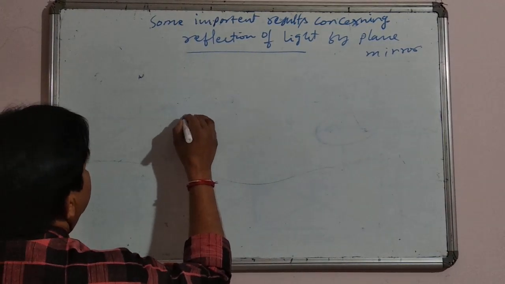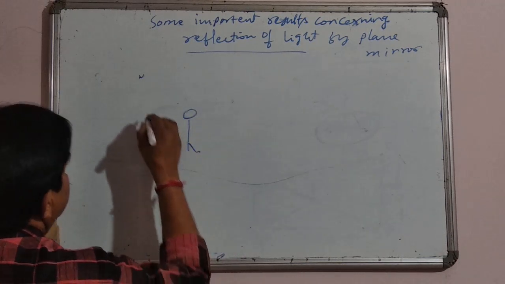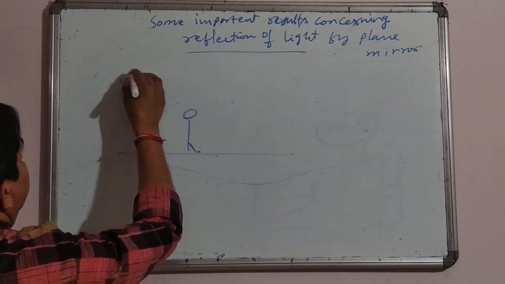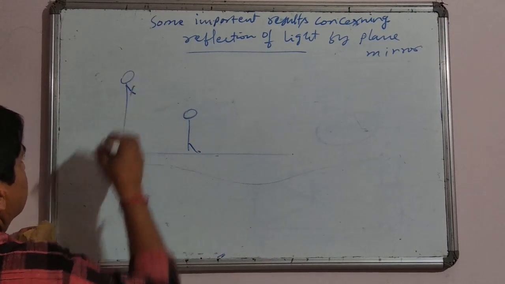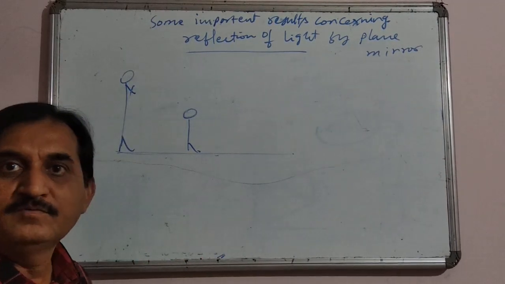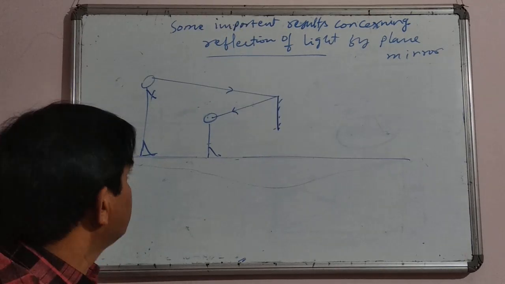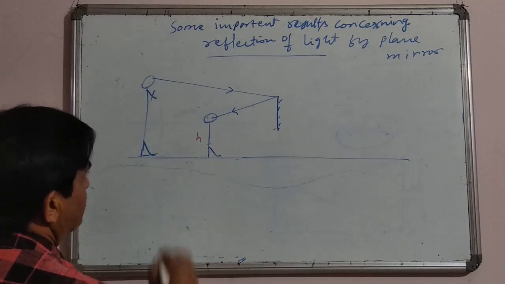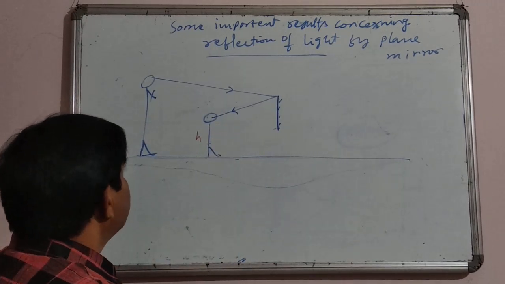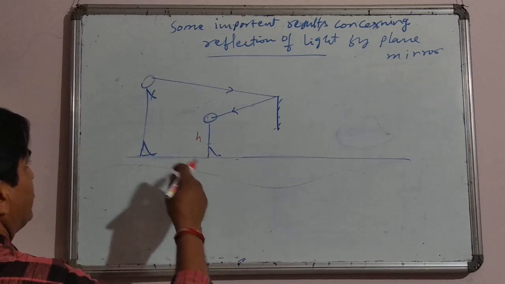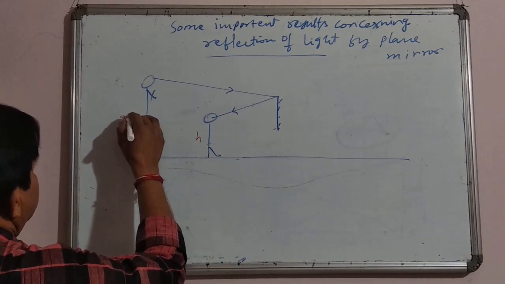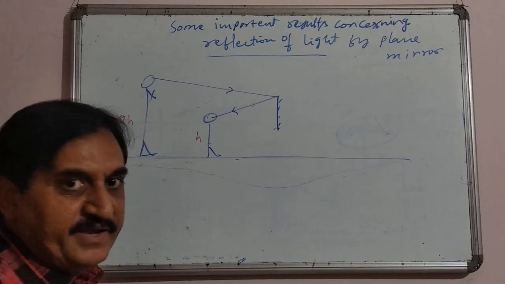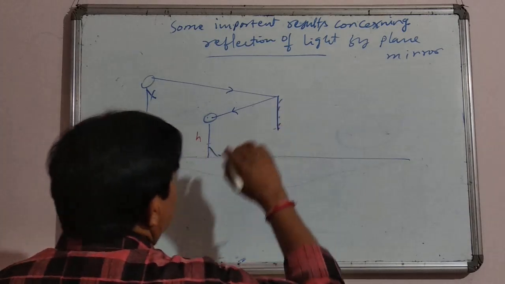Suppose a child is standing somewhere here, and his father is standing behind him. A child is standing somewhere here, whose height is smallest, and his father's height is double that of the child's height, and the father is standing behind him, and a plane mirror is kept here.